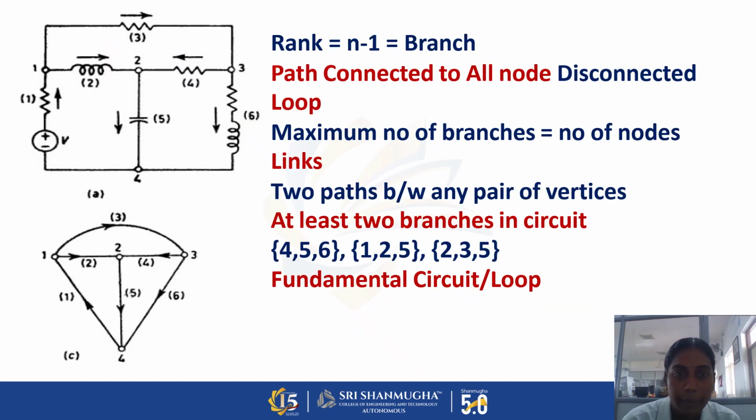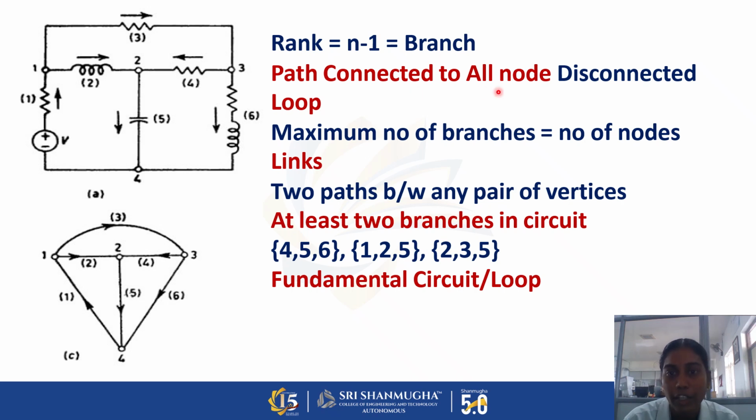Consider this example. For this electrical circuit, rank means n minus 1, where n is the number of nodes. So here the number of nodes is 5. So 5 minus 1 equals 4. That is called the rank. The number of tree branches is also n minus 1. So 5 minus 1 means 4 branches.